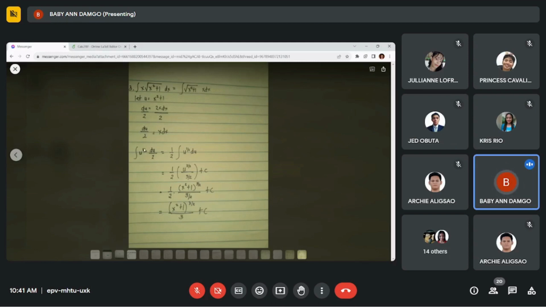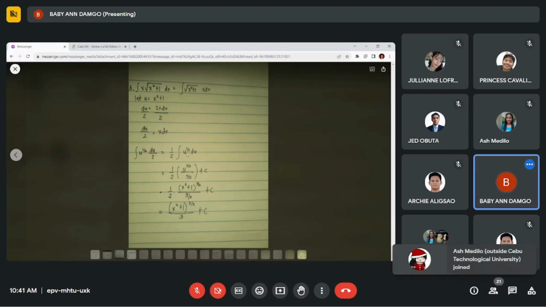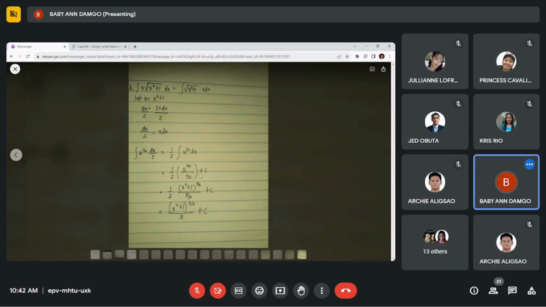Kaya since this is square root, so ato na siyang i-transform into exponent. Okay, so kung cube root na, so ang power is 1/3. Then, x dx, this is just equal to du over 2. So apply the theorem. So, pagawas na ang 1 half, no? Since this is constant. Now, we apply the power rule of integration. So we have here u to the 1 half plus 1, which is equal to 3 halves, all over 1 half plus 1. So 3 halves plus c.